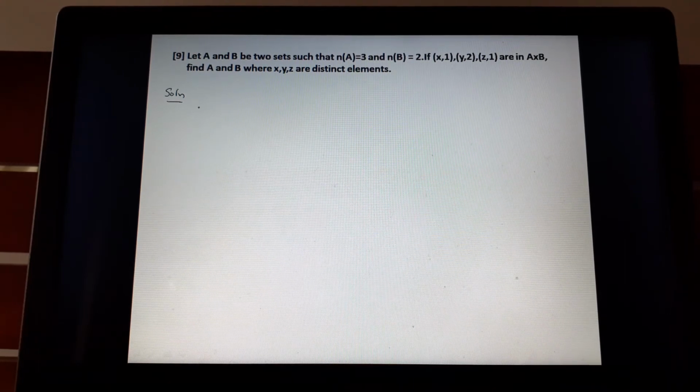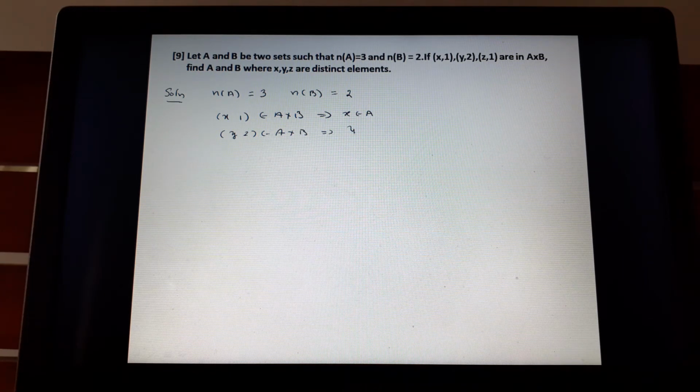Now here what is given is n(A) is 3 and n(B) is 2, which means A should have 3 elements, B should have 2 elements, definitely. Now what is given is (x,1) belongs to A cross B, which implies x must be in A. Similarly, (y,2) belongs to A cross B implies y belongs to A. Here of course I can also write 1 belongs to B. Here 2 belongs to B.